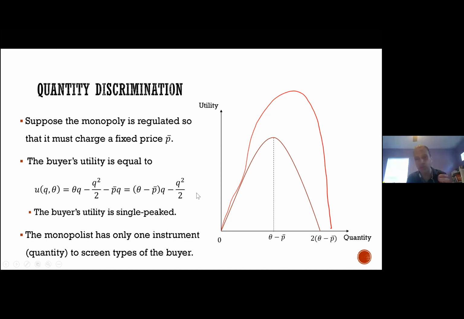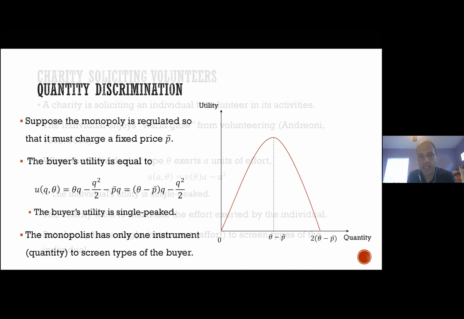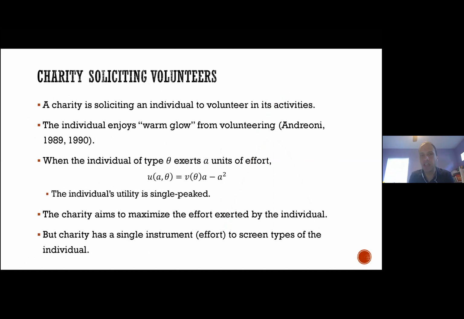Okay, so I'm going to come to incentive compatibility. That will be imposed, of course. Okay, so next let's look at another example, and this is how I started thinking about this, which is the example of charities.